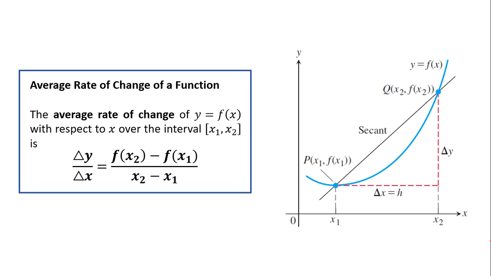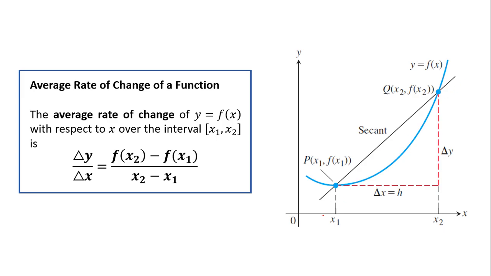Now suppose that the x-coordinate of the point P is x sub 1. So its y-coordinate must be f of x sub 1. Suppose also that the x-coordinate of point Q is x sub 2. So the y-coordinate of point Q must be f of x sub 2. Now the average rate of change of this function over the interval from x sub 1 up to x sub 2 is just the slope of the line PQ.